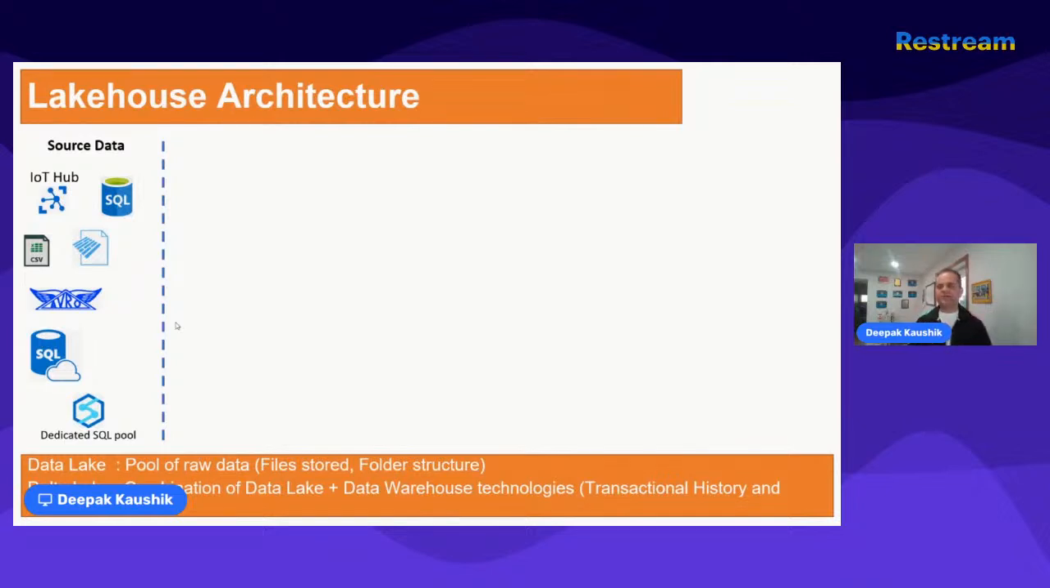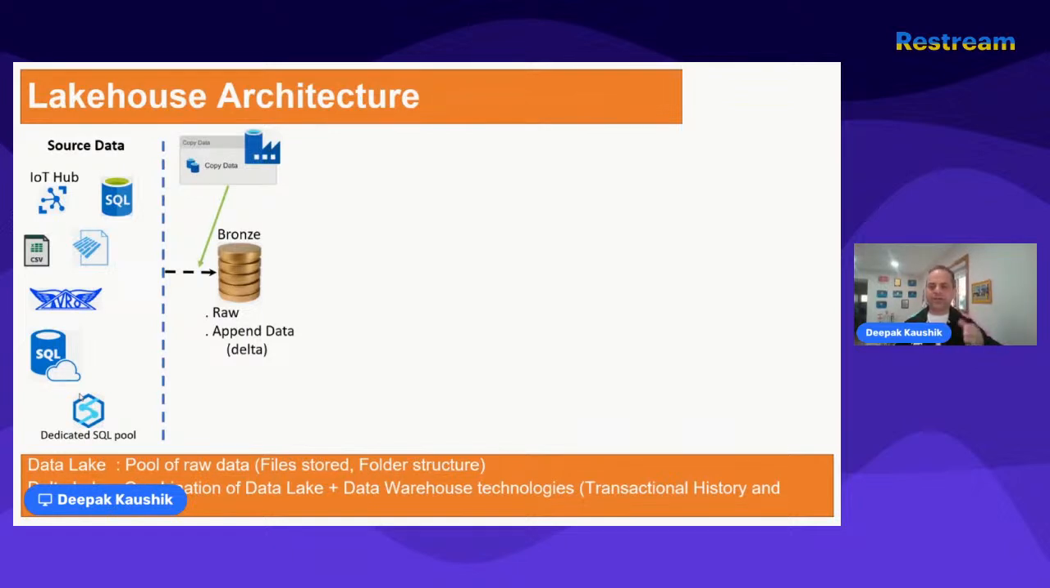So on the left side, you could look over the source. We have IoT Hub, streaming data, SQL, CSV, unstructured, structured, Avro, SQL, dedicated SQL pool, whatever data we could think of that is available from source. I need to move that data into the bronze. That is the first thing. That is the landing zone. How could I move that data? I use the copy data activity of Azure Data Factory.